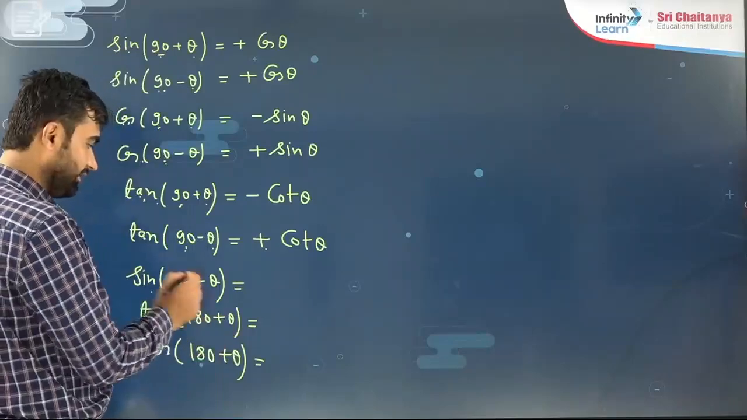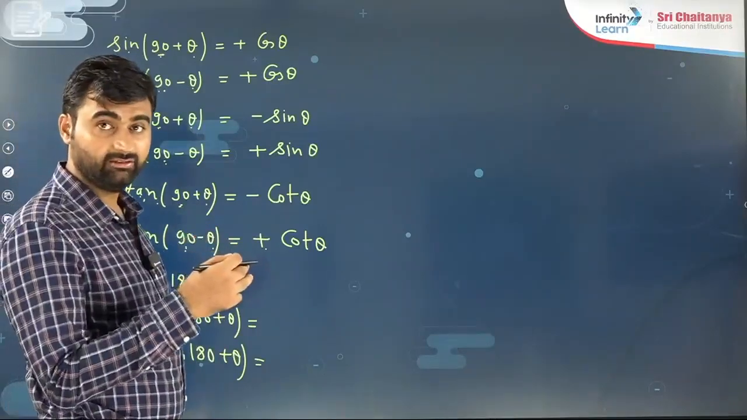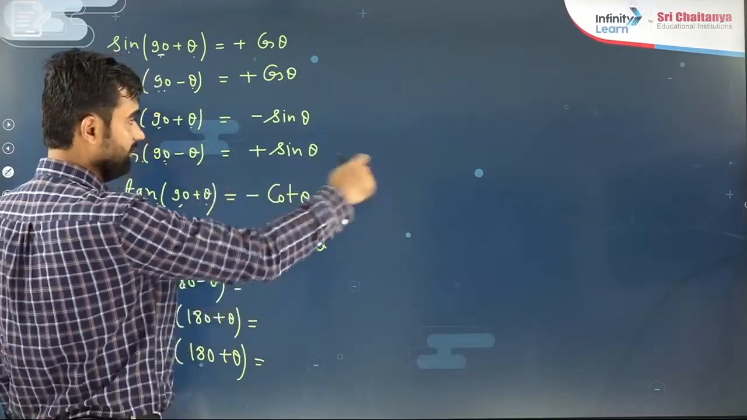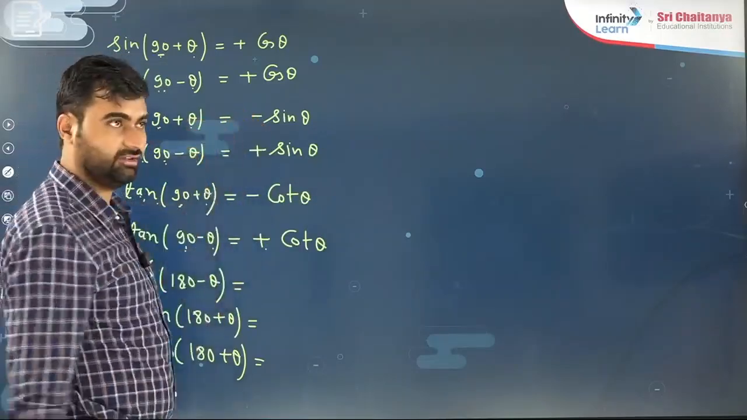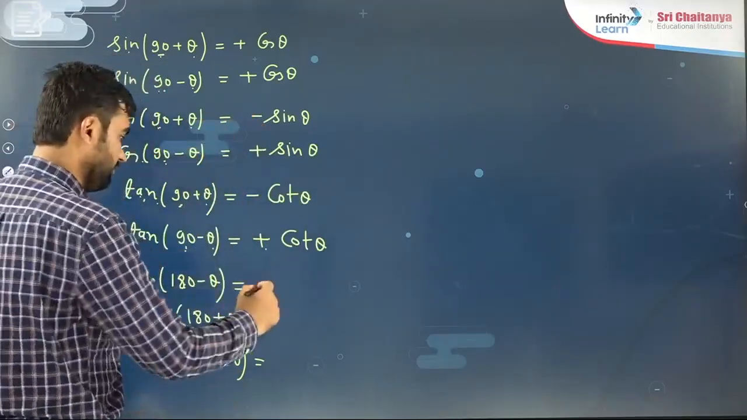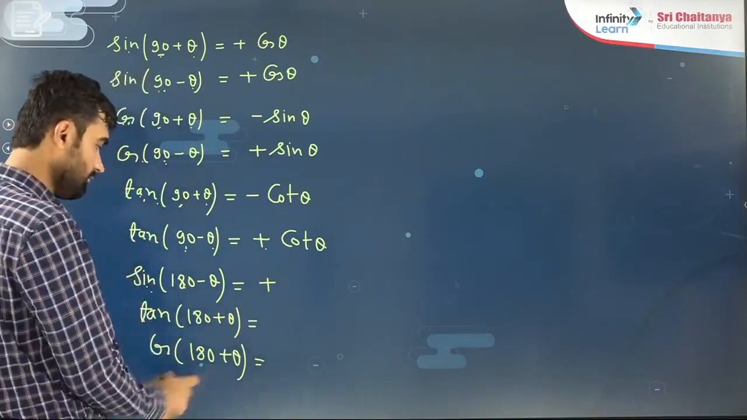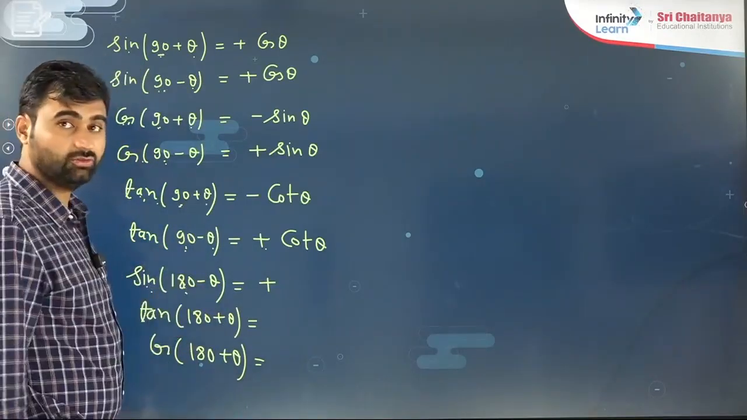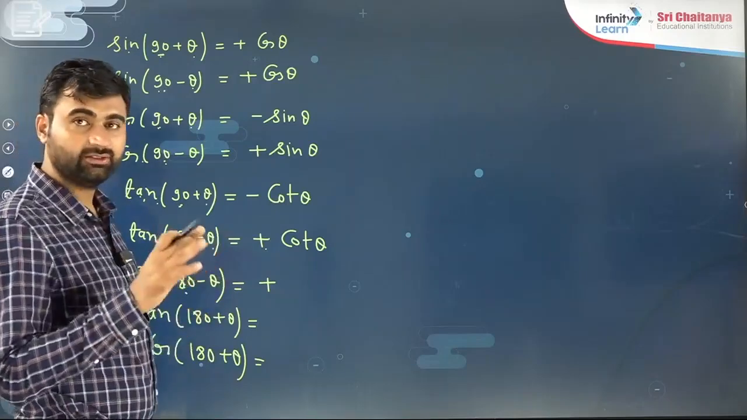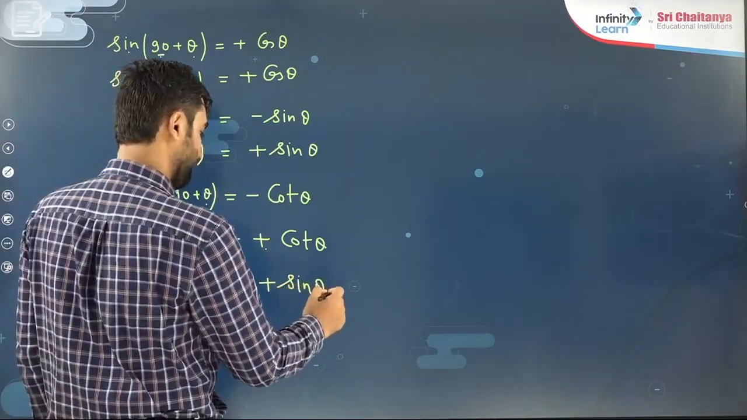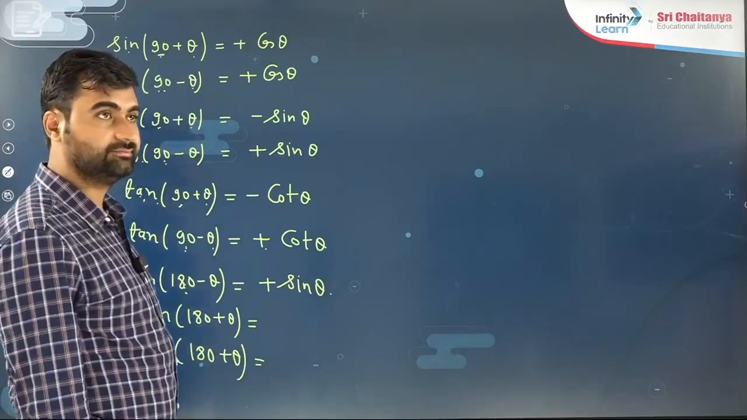Sin 180 minus theta. 180 minus theta means which quadrant? Second. 180 is this horizontal line. 180 minus theta means second quadrant. In the second quadrant sin theta is positive. Okay. Now which line? Horizontal line. Horizontal line means the function does not change. Sin will remain sin only.